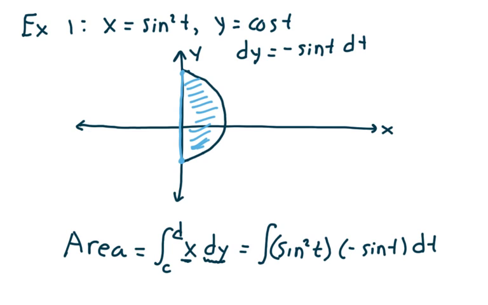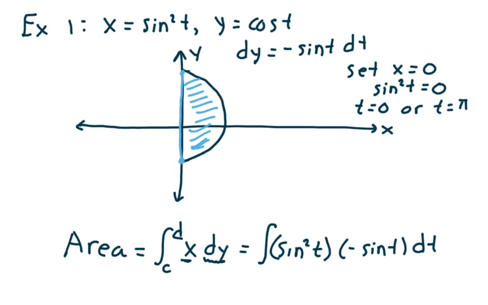Now, we need to figure out our limits. How do we do that? Well, these limits, c and d, are in terms of y, but we need these limits in terms of t. So we're going to set x equal to 0. But that says sine squared t equals 0. And so that says t is 0 or t equals pi.